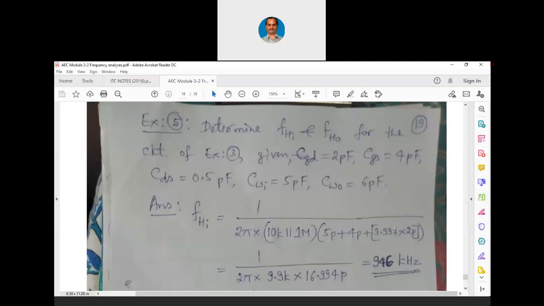See, we cannot ignore AV at all in the case of FET. 3.997 into 2 picofarad, we get around 946 kilohertz.